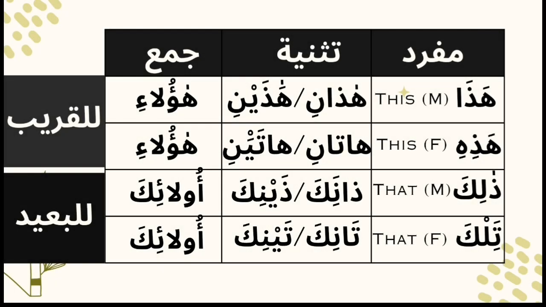هذا, this, masculine. هذان أو هذين. The difference between alif and ya will be studied under the chapter of i'rab. And then jam' هؤلاء. هذه, this, feminine. هاتان أو هاتين. هؤلاء. ذلك, that, masculine. ذانك أو ذينك. أولئك. تلك, that, feminine. تانك أو تينك. And then jam' أولئك.